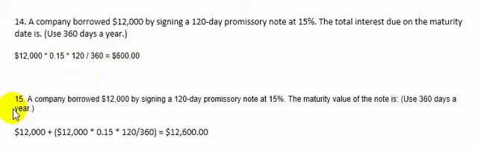Number 15, a company borrowed $12,000 by signing a 120-day promissory note at 15%. The maturity value of the note is going to be the principal, which is $12,000, plus the interest, which is $12,000 times 15%, times 120 over 360, and that all comes out to be $600, so it'll be $12,000 plus 600, or $12,600.